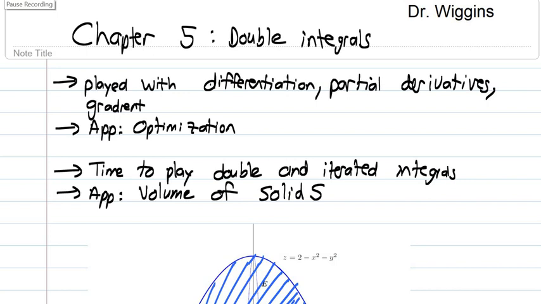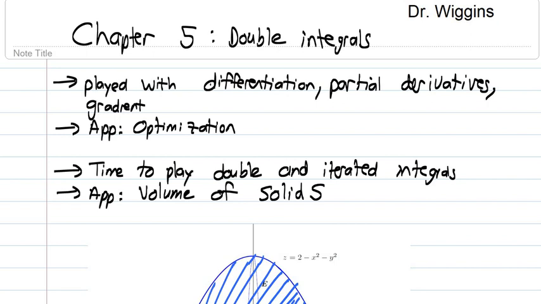Good day. This lesson will start chapter 5, which is about double integrals. But let's take a little stock. So in chapter 1, we played with functions of more than one variable and we learned how to draw them. Then we moved on to limits and continuity.